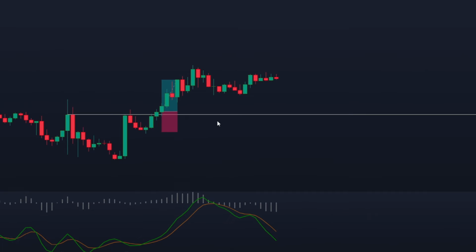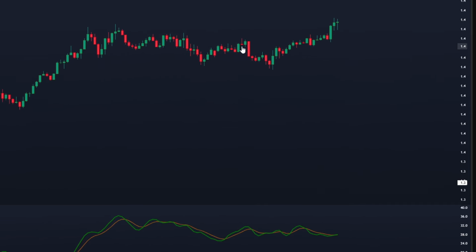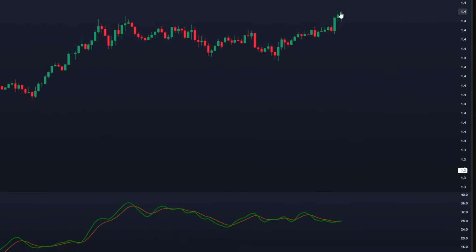Now let's move to sell setups. In the first sell example, here we can see the price is in a clean uptrend. Higher highs, higher lows, bullish sentiment everywhere. Price pushes higher and prints a new high. I pause the replay here and look at the VFI.